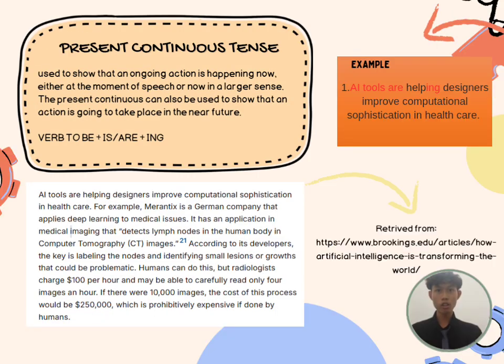Next, let's talk about the present continuous tense. This tense is used to show that something is happening right now or around the current time. It can also be used to talk about something that will happen in the near future. The structure is to be, is or are, plus verb ending in ing.